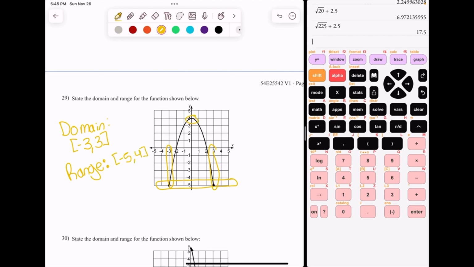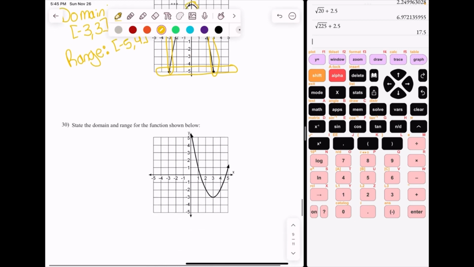All right, let's look at 30. State the domain and range for this function. Domain, again, means left to right. The leftmost my graph goes is right here, but it is an arrow, which means negative infinity. And the rightmost it goes is right here, which again is an arrow, so that's positive infinity.